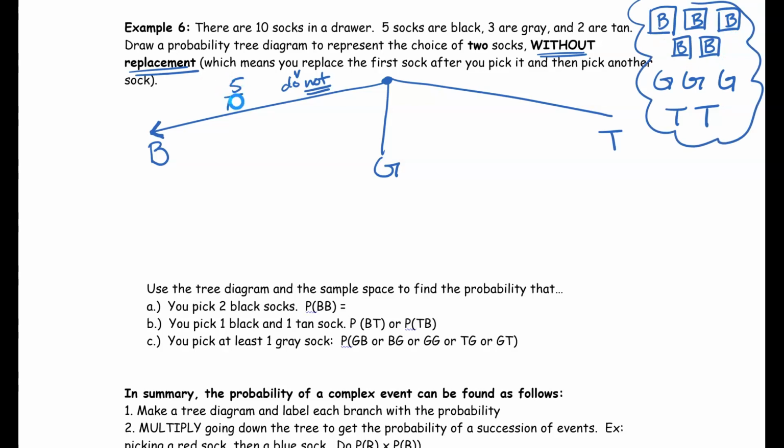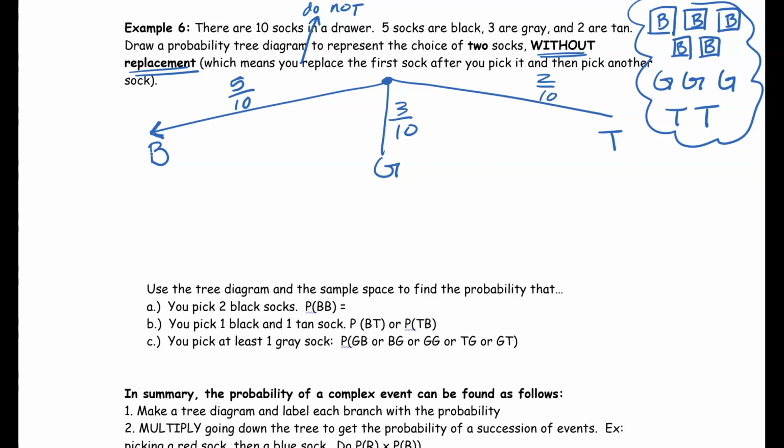So I'm going to write 5/10, and I'm just going to erase this here just so I have a little bit more room. There we go. So the probability of me picking a gray sock would be 3 out of 10, and the probability of me picking a tan is 2 out of 10. So now I go down each layer, and then I'm going to pick a second sock.